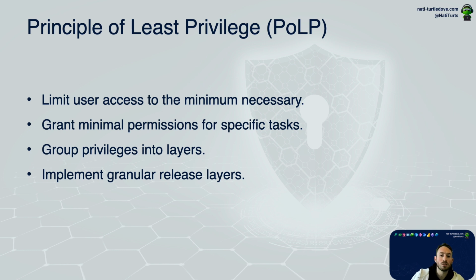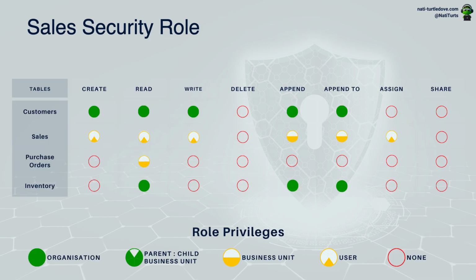So considering the principle of least privilege, and again, this hasn't been applied to the slide, so I'm backtracking on my own words, we can look at a security role that we've created for demo purposes. Considering we're working for the Total Life shop and we've got a variety of different locations, shop A, shop B, and shop C, we've created a security role called sales. This security role has access to the customers table, the sales table, purchase orders, and inventory.